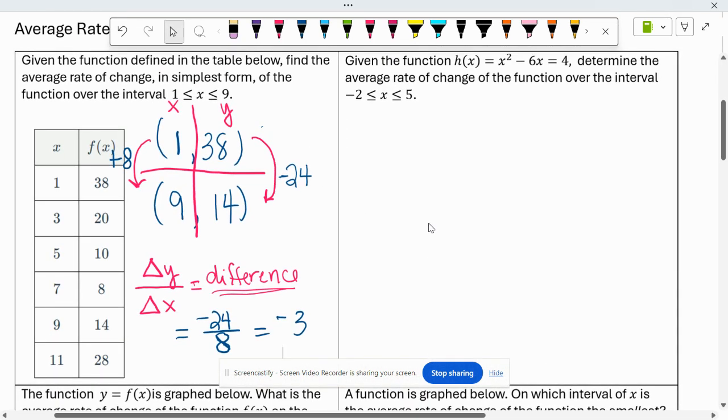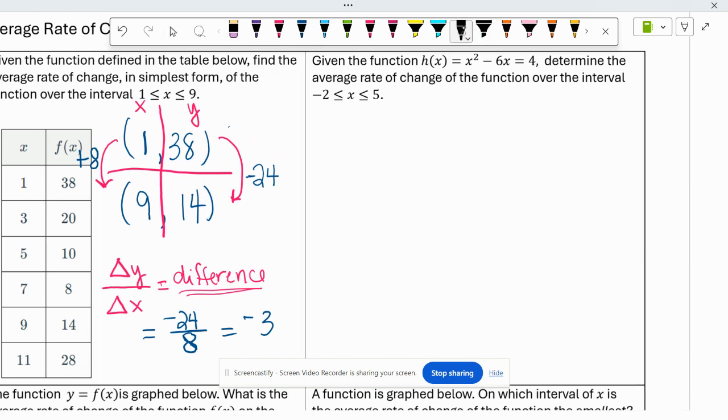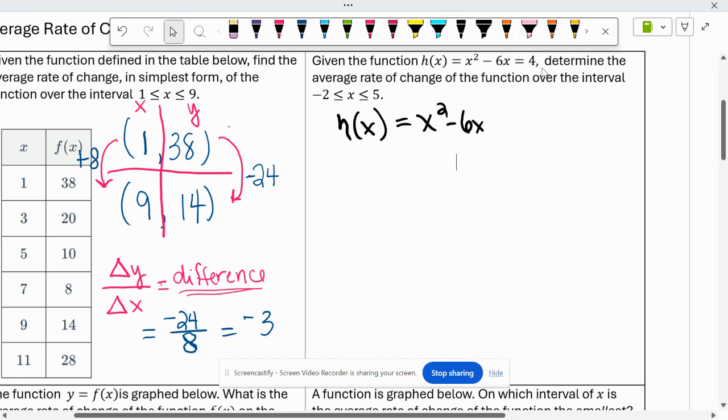Okay, so for the next one, I'm given a function. My function, h of x, equals x squared minus 6x. Ooh, I need to look. That shouldn't be a minus. This should probably be a plus. Change that from an equal sign to a plus 4. Do you all see that where it says equals 4? Put a plus there. So we tend to make mistakes when we have to square negatives. We just make mistakes. I don't know why we do, but we just do.